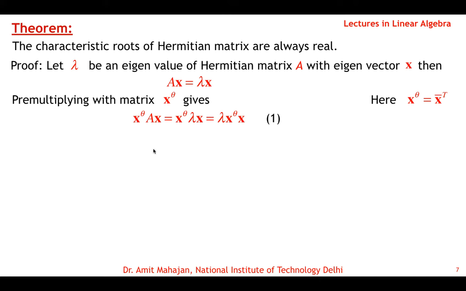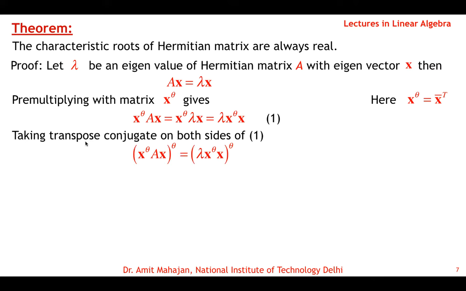Then if we take the conjugate transpose of this equation 1, so if we take transpose conjugate on both sides of this equation, the left hand side transpose conjugate is equal to the right hand side transpose conjugate. We know that if we have a product of matrices AB, its transpose will be B transpose A transpose. So if we have a product of matrices here, then its transpose conjugate will be the conjugate transpose of the last into the conjugate transpose of the previous into the conjugate transpose of the previous.